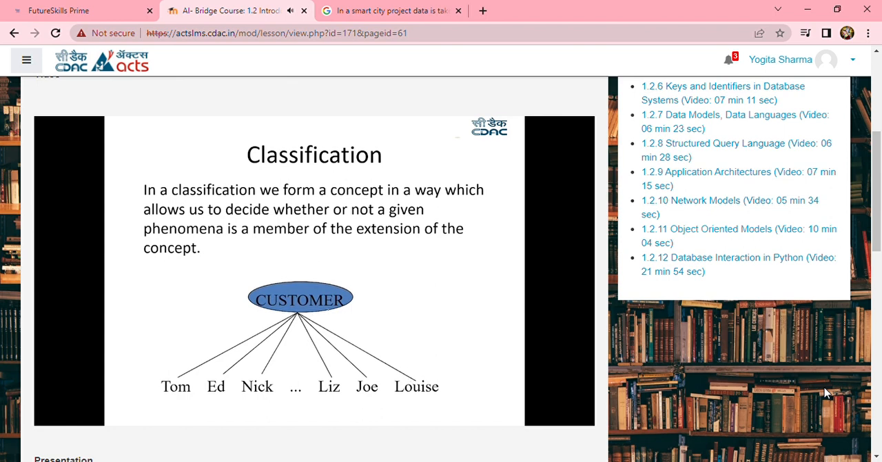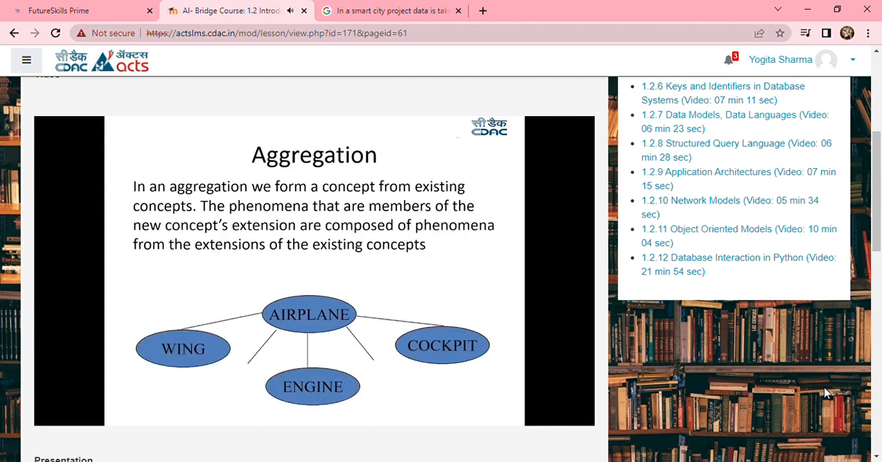That is, the customer name, which is a concept, in a way decides whether or not a given phenomenon is a member of the extension of the concept or not, right? So this is how we create the classification abstractions. Now coming to the aggregation.